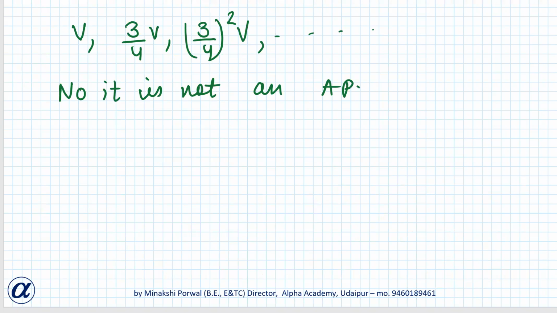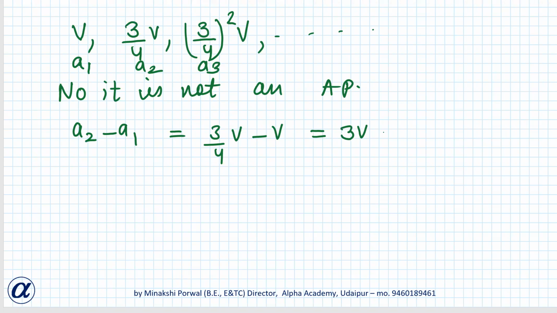So this is not an AP. Okay. Now even you can check actually, अगर second term suppose ये A1 है, ये A2 है और ये A3 है, तो A2 minus A1 जो आएगा that is 3/4 V minus V. So that will be equal to (3V minus 4V) upon 4, that is equal to minus V by 4.